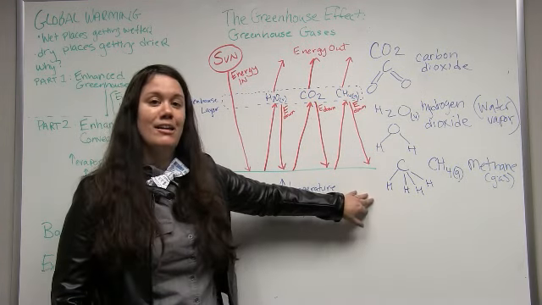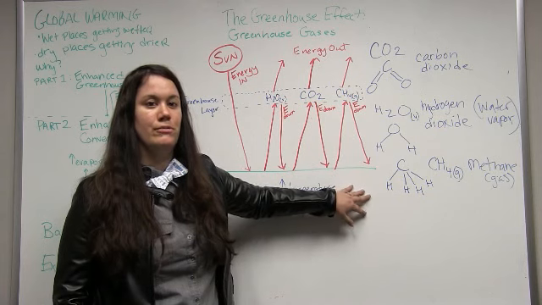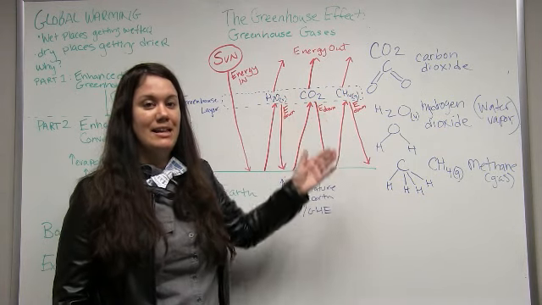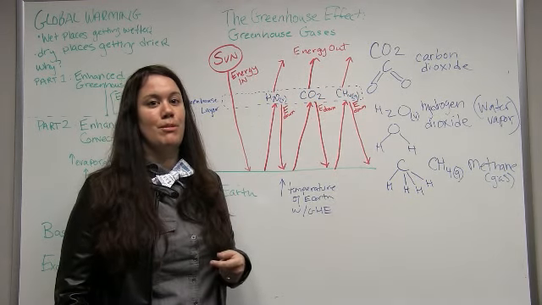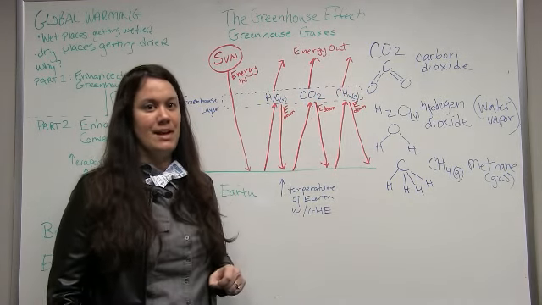So, again, the greenhouse gases are special for their ability to let sunlight through, but then to kind of trap the heat that's released from the earth and reflect some of it back down to Earth.